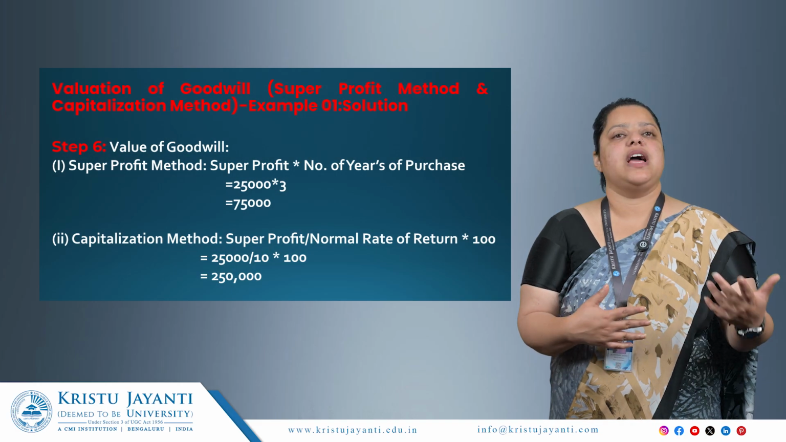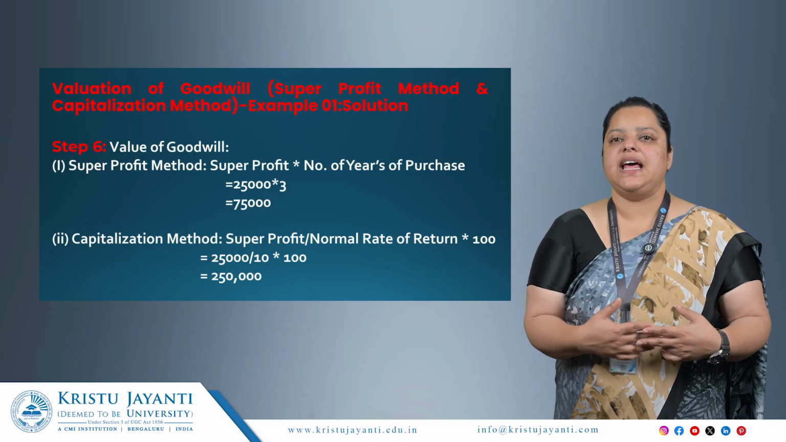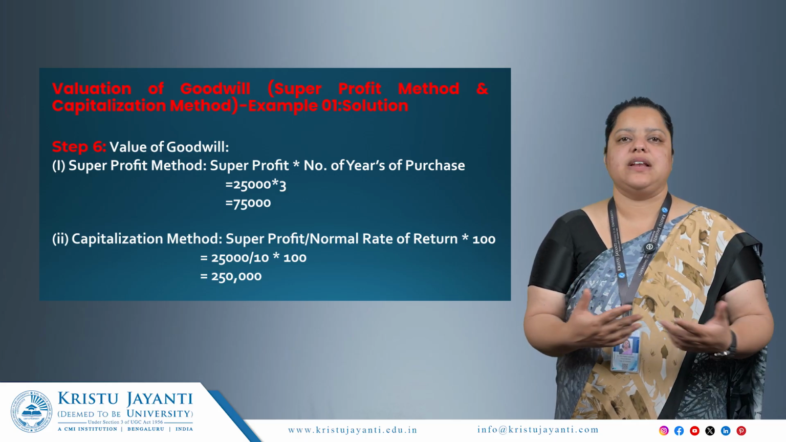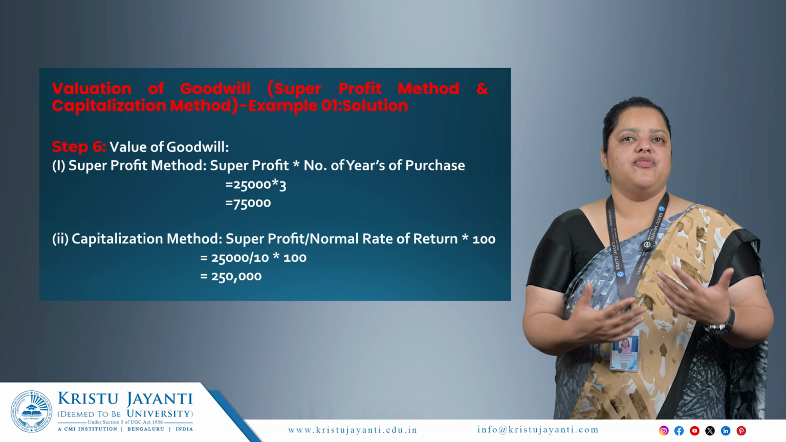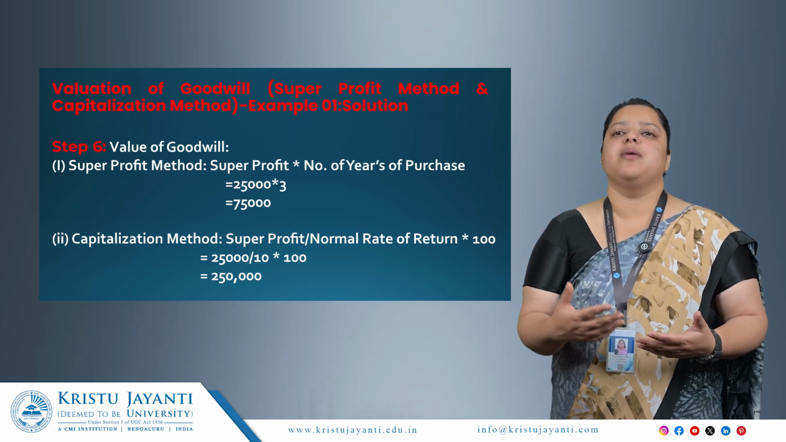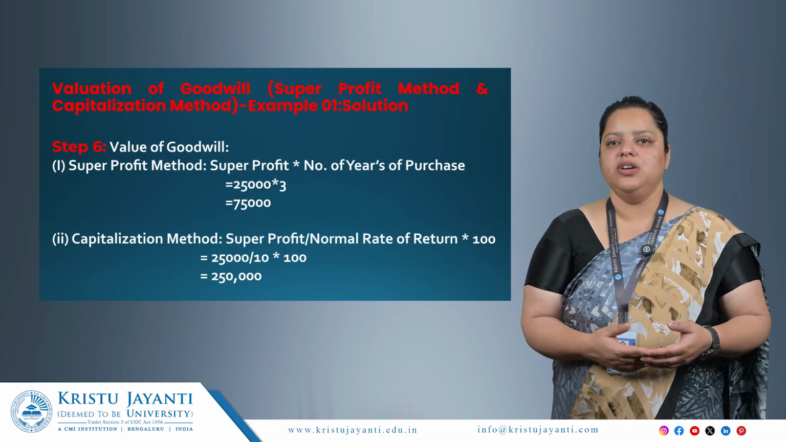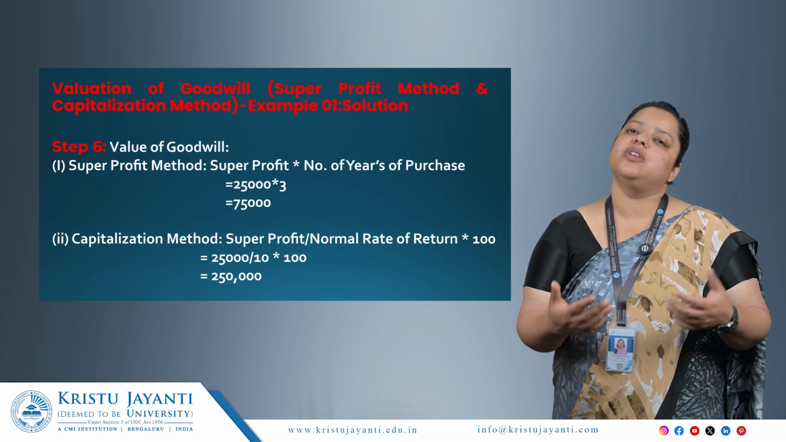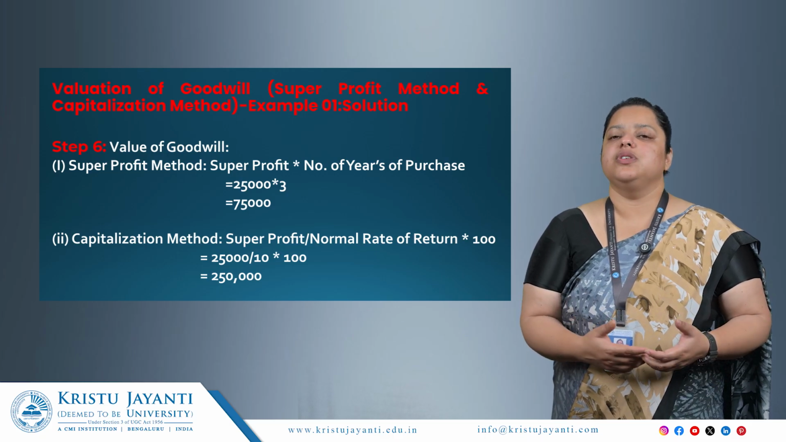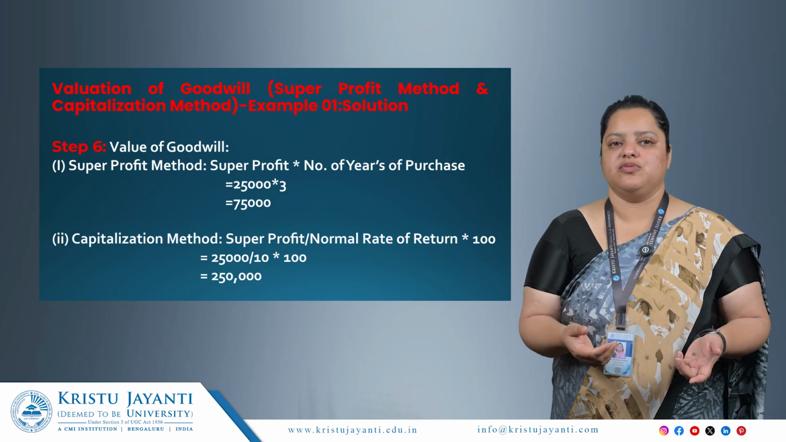Last step, we need to calculate the goodwill. We have two methods: one is super profit and the other is capitalization. We have to use the formula and calculate the goodwill. If you are following the super profit method, the formula is super profit into number of years of purchase. Super profit 25,000 we got, and the number of years of purchase is already mentioned in the question itself. It is 3 years. So 25,000 into 3, my value of goodwill is coming 75,000.